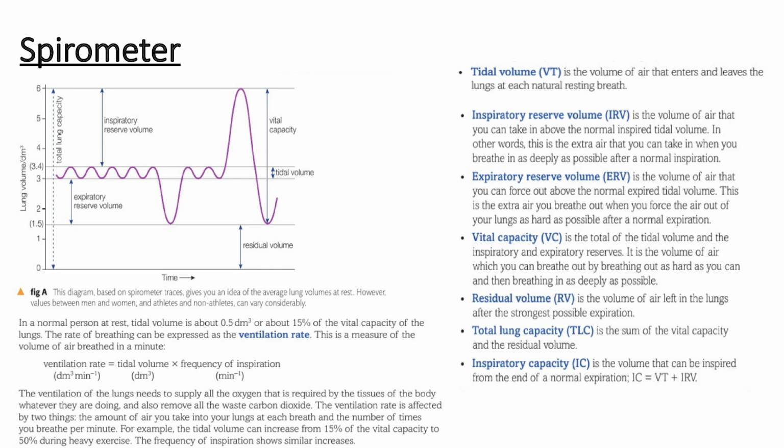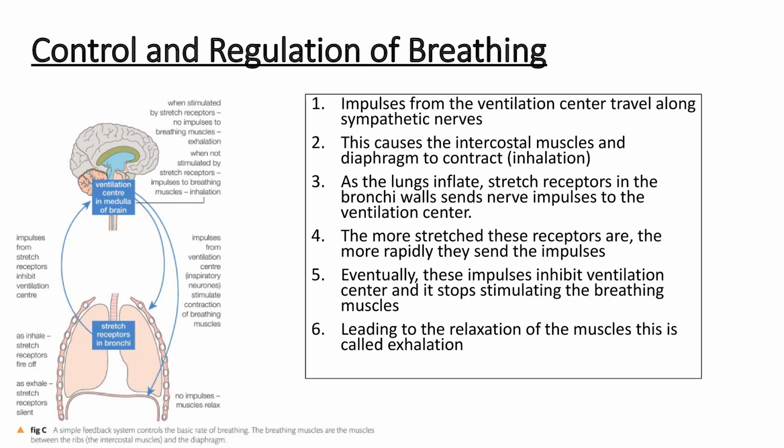So let's talk about the control and regulation of breathing. To control the breathing rate, first of all, an impulse from the ventilation center, which is again located in the medulla oblongata, travels along the sympathetic nerve. This causes the intercostal muscles and diaphragm to contract during inhalation. Also, you can talk about the entire process of breathing in, inhalation.